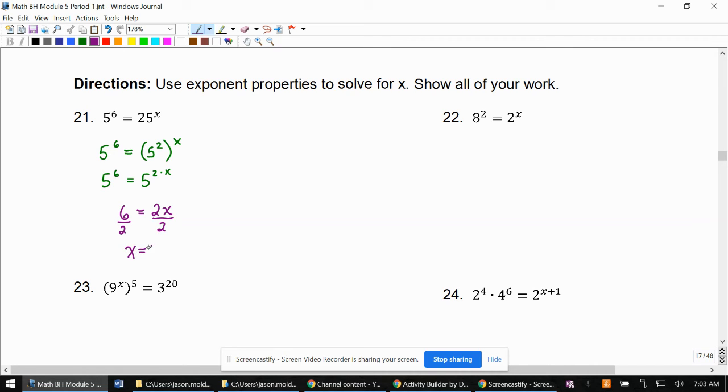And we get x equals 3. And with some of these, you can take your value back up to the top and actually plug it in or do a verify. You might need a calculator to help with that a little bit.